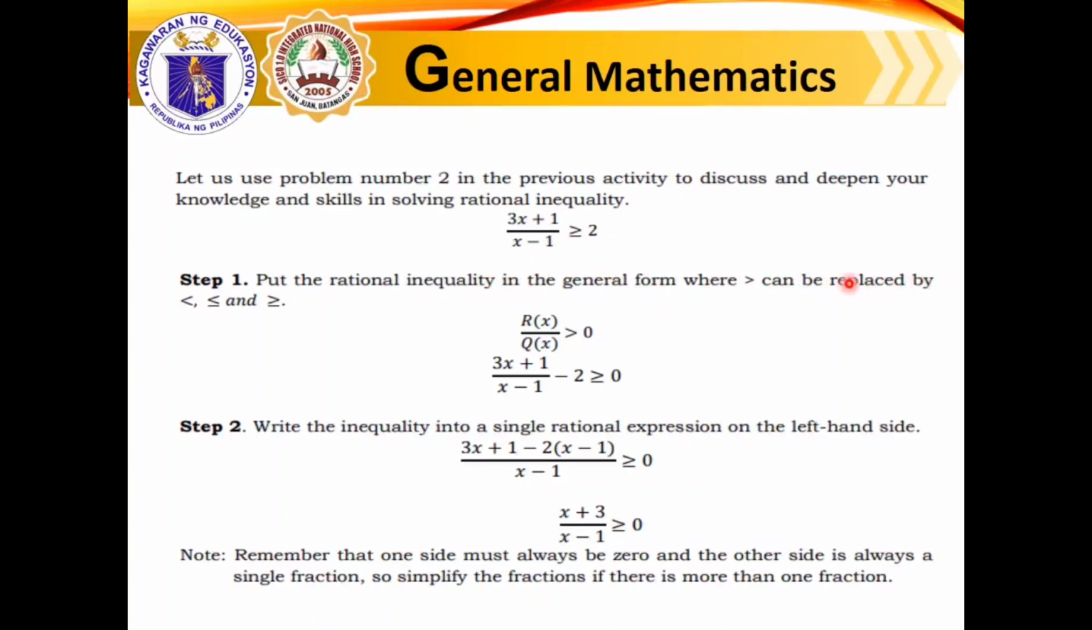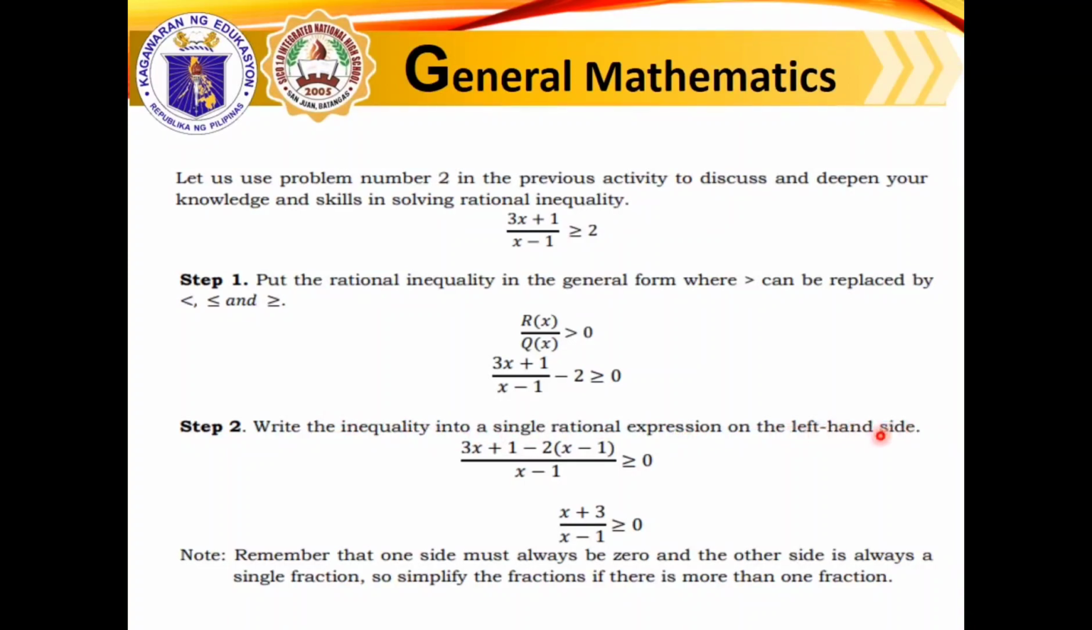So step 1, put the rational inequality in the general form, where greater than can be replaced by less than, or less than or equal to, and greater than or equal to. So r of x divided by q of x is greater than 0. So we transpose 2 to the left side. So it will become 3x plus 1 all over x minus 1 minus 2 is greater than or equal to 0. Step 2, write the inequality in a single rational expression on the left-hand side.